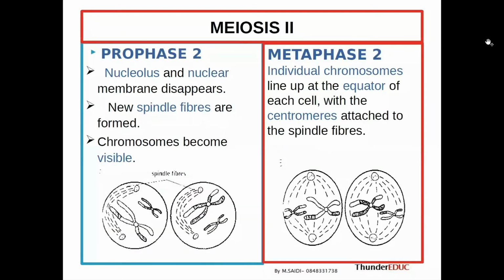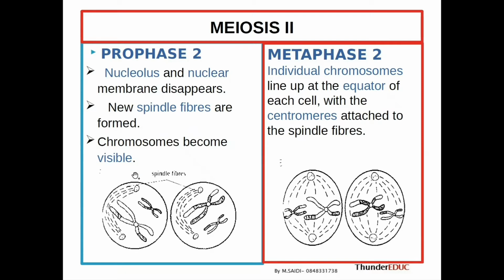Now let us go to meiosis 2. Meiosis 2 starts with prophase 2. What happens in prophase 2? The nucleolus and nuclear membrane disappear. The nucleolus that formed again in telophase 1 disappears again in prophase 2. Now the nuclear membrane disappears. Okay? And then the spindle fibers are formed, a new spindle fiber that was not there in telophase 1, and then chromosomes become visible.